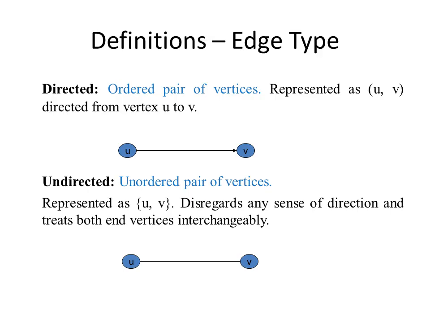Undirected means an unordered pair of vertices, which is also represented as the set UV. In that there is no sense of direction between the vertices; both end vertices are treated interchangeably, meaning vice versa. You can travel from U to V as well as V to U.